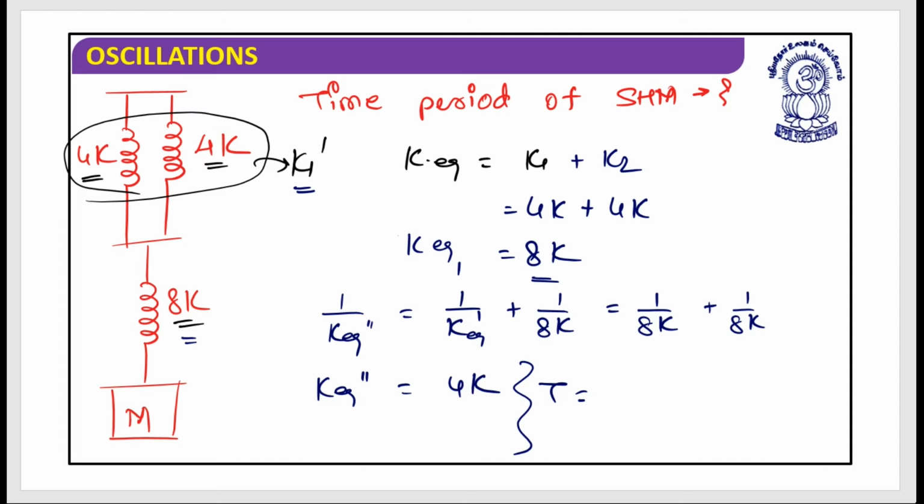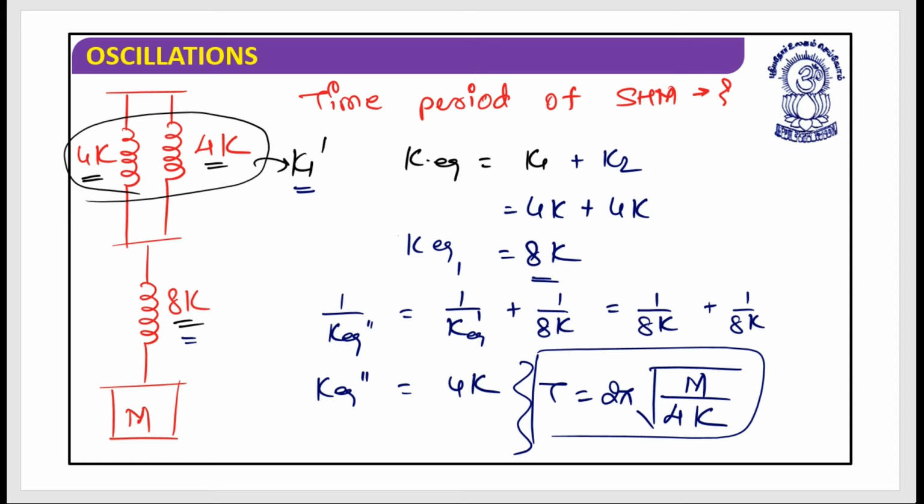So from this, the time period is equal to 2 pi root of m divided by 4k. This is the time period of an SHM. I hope this is clear.